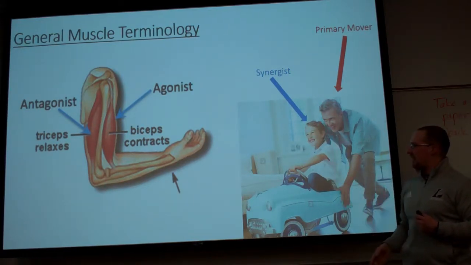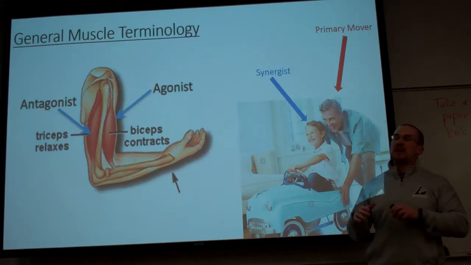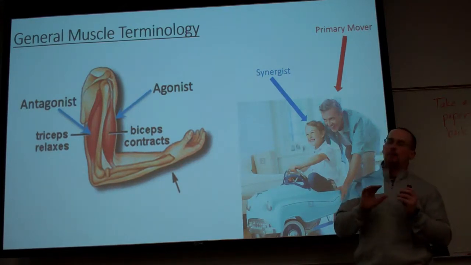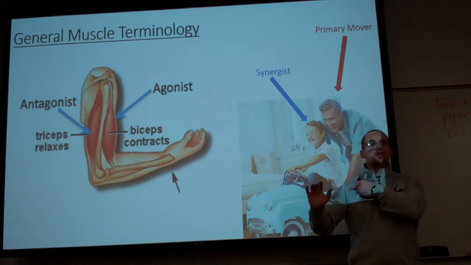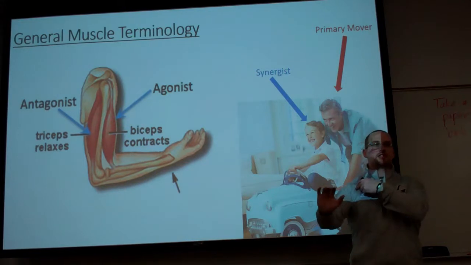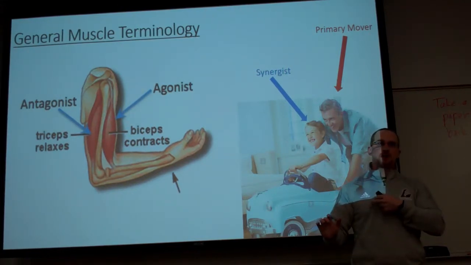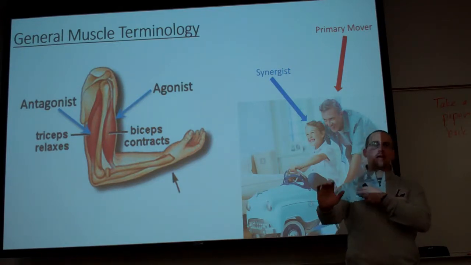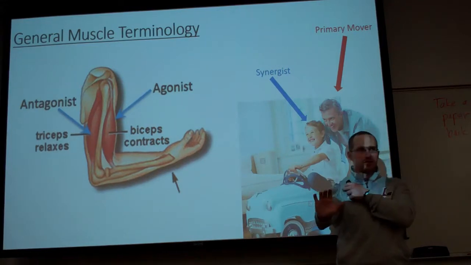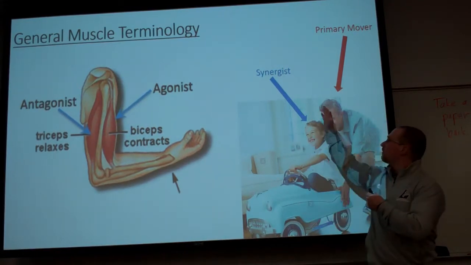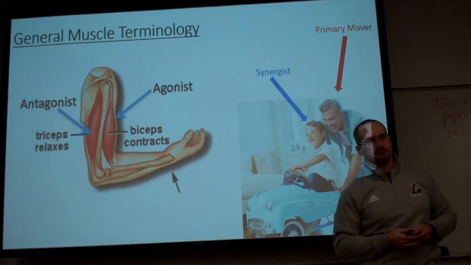Synergists, okay, the kid in this case, they help a little bit with the movement. In this case, he's helping drive the car. But they don't produce most of the force. They just help out a little bit. For example, if we're doing a push-up, your shoulder muscle is a synergist. It helps a little bit, but your chest muscles are much bigger than your shoulder muscles. Therefore, your chest muscles are more the prime movers. Shoulder muscles are more the synergist. So prime mover does most of the lifting. Synergist just kind of helps.